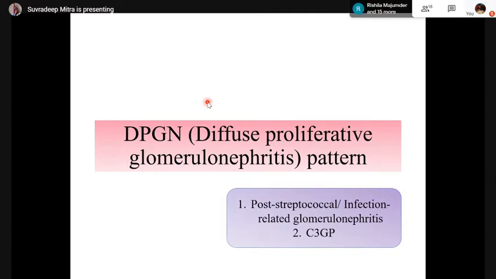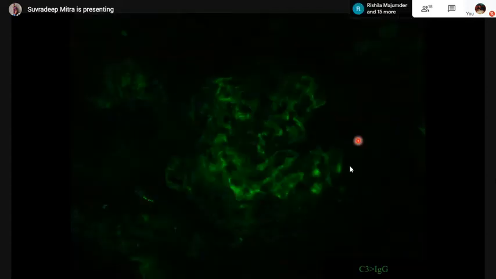So with this in mind, we went ahead with the direct immunofluorescence. Here you can see granular deposits in the mesangium as well as in the capillary loop. If you look very minutely at the deposits, you can see that they are both coarse as well as fine. It's a little patchy, not very uniform. There was predominantly C3 deposit more than that of IgG. So this can still be a C3 glomerulopathy, or it could be a post-streptococcal or infection-related glomerulonephritis.